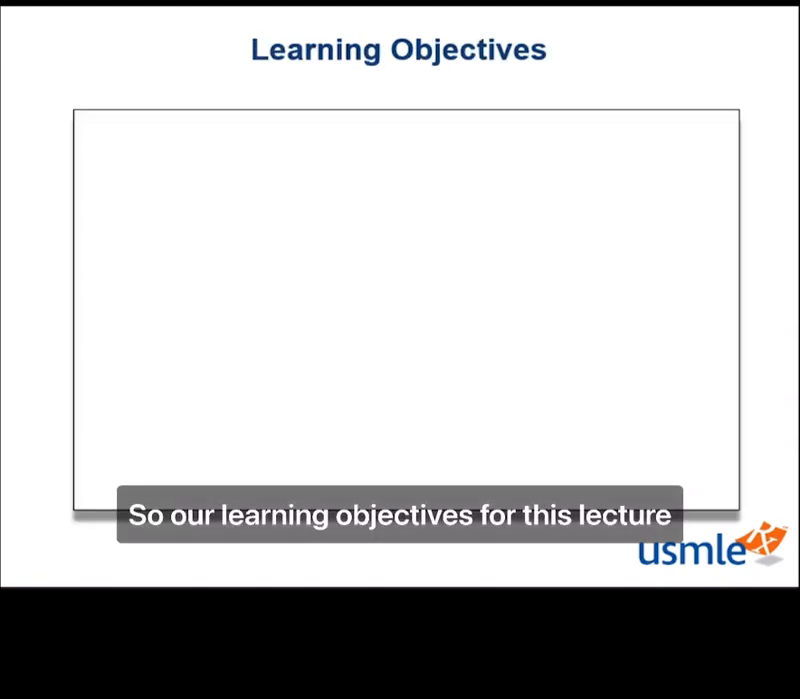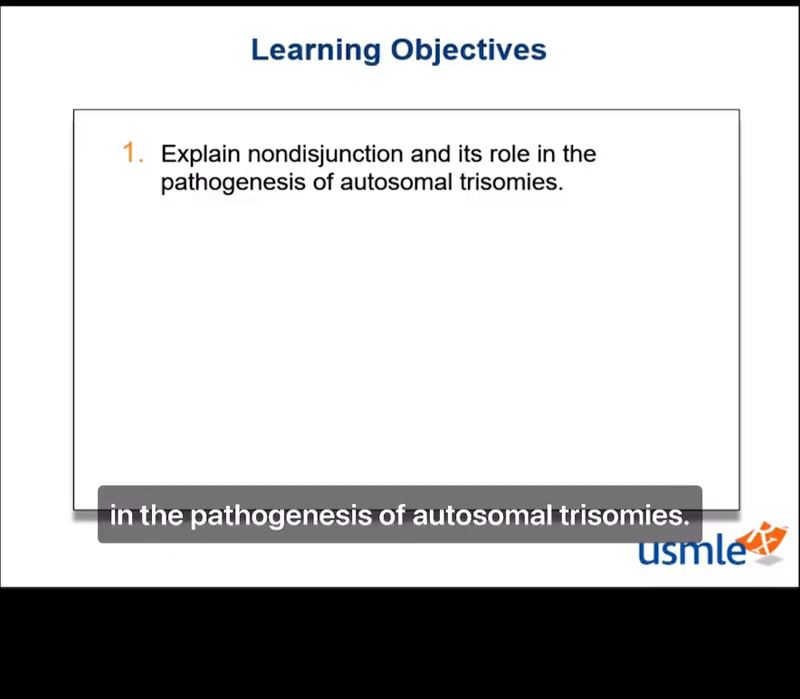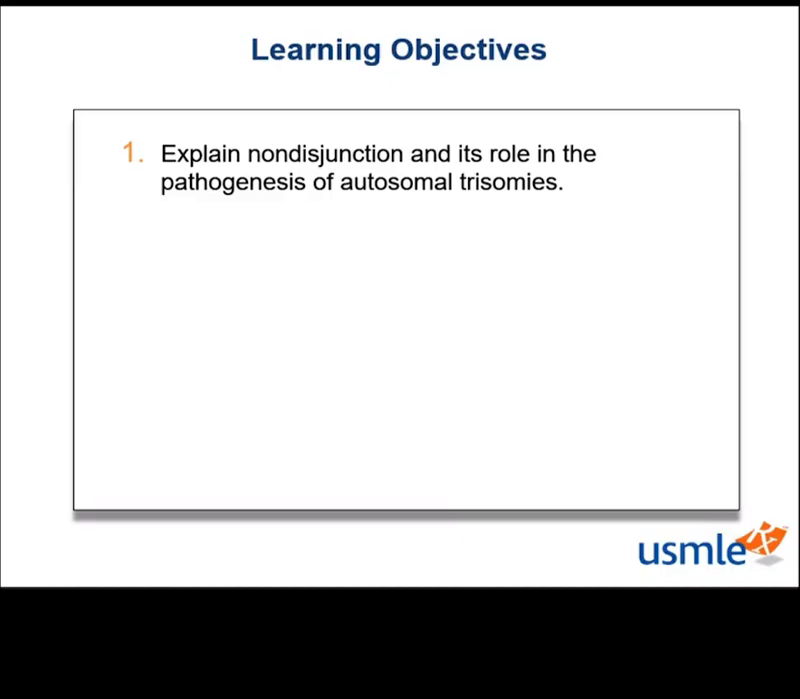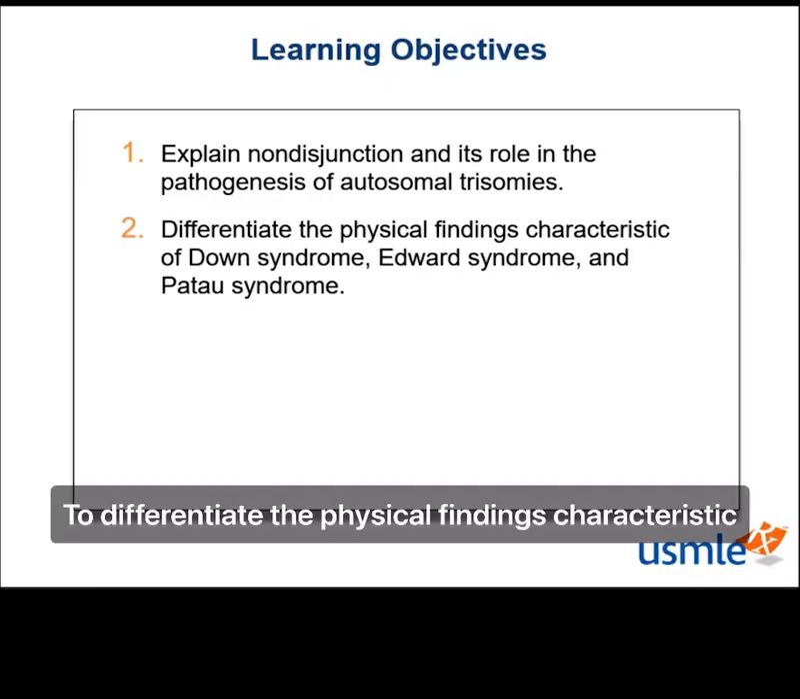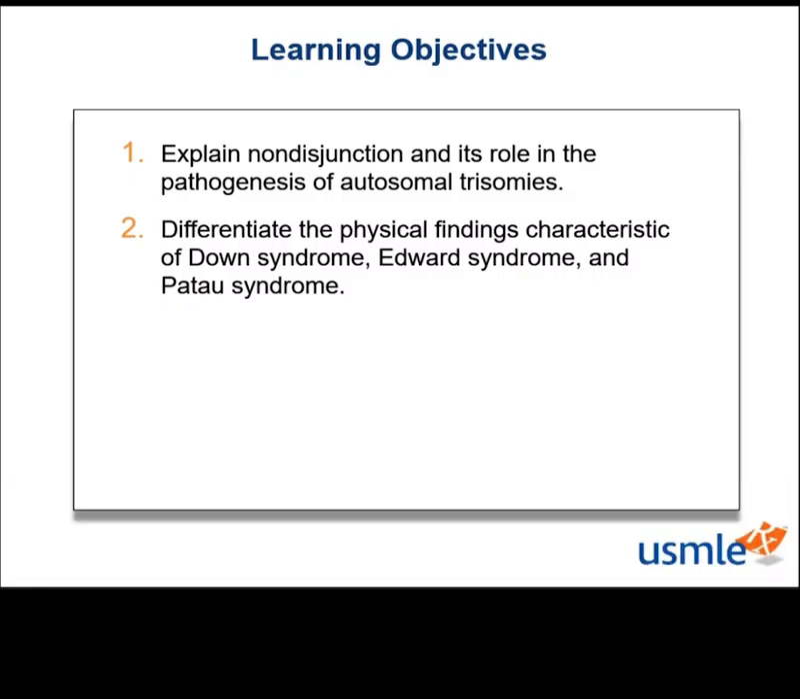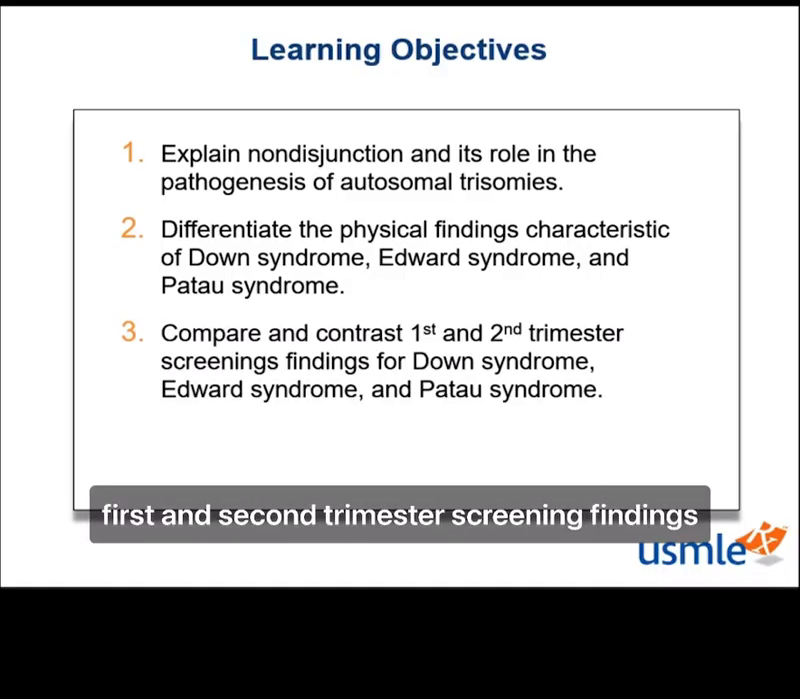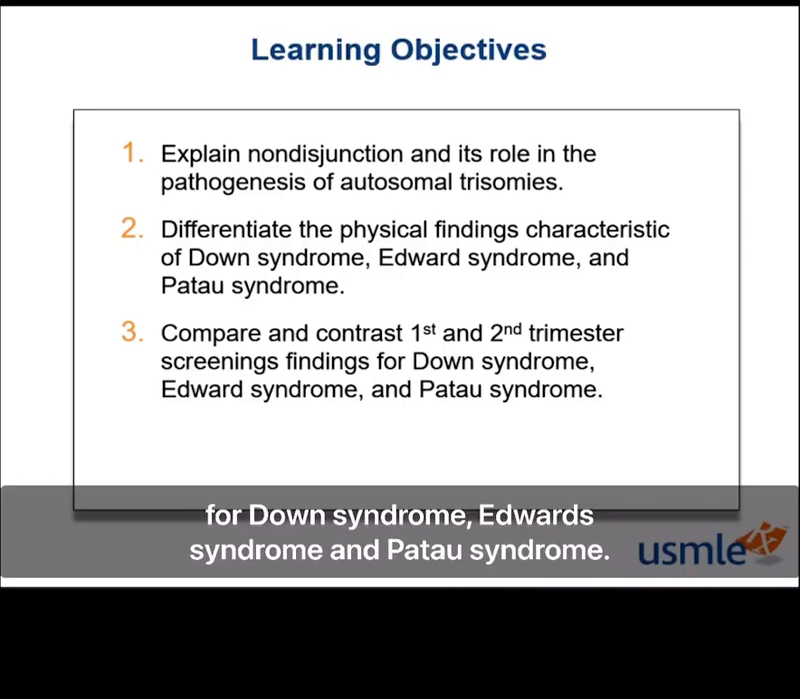So our learning objectives for this lecture are to explain non-disjunction and its role in the pathogenesis of autosomal trisomies, to differentiate the physical findings characteristic of Down syndrome, Edwards syndrome, and Patau syndrome, and to compare and contrast first and second trimester screening findings for Down syndrome, Edwards syndrome, and Patau syndrome.